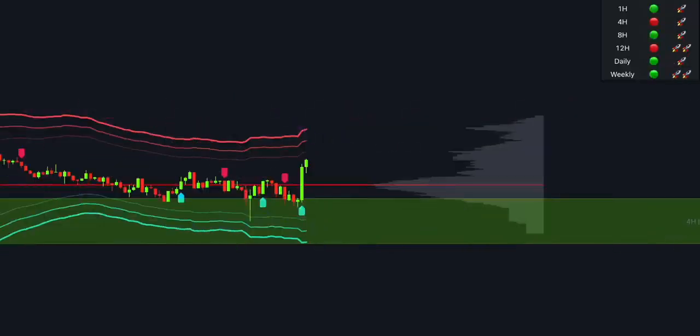I take a long trade when A, the price drops to support and exceeds the lower bands. B, the trend on the dashboard is bullish. C, a buy signal is generated and the price is near this red line.